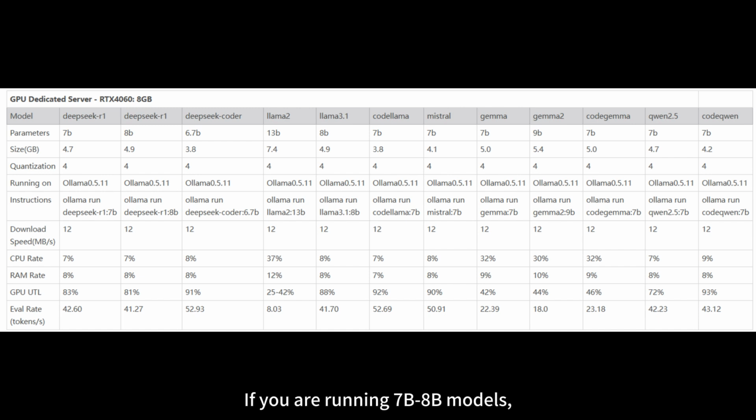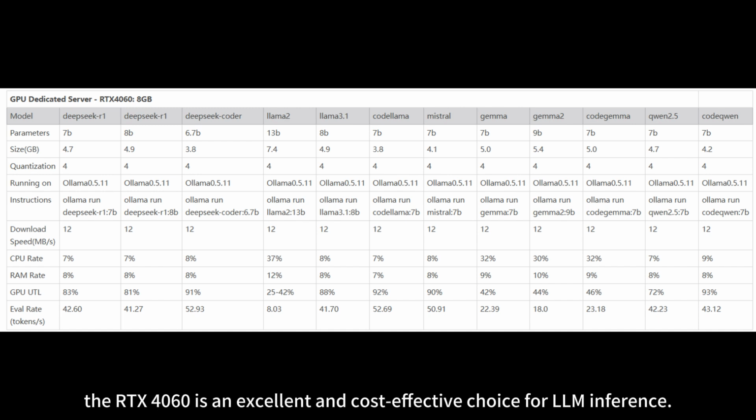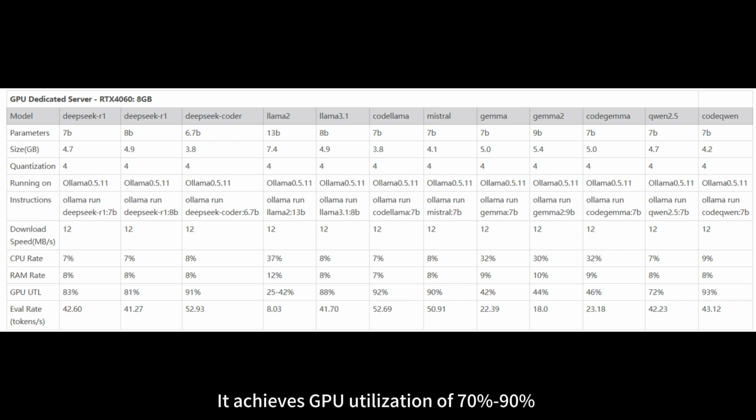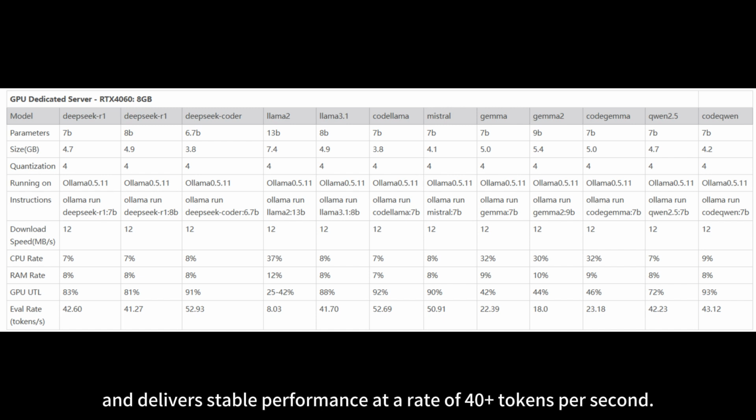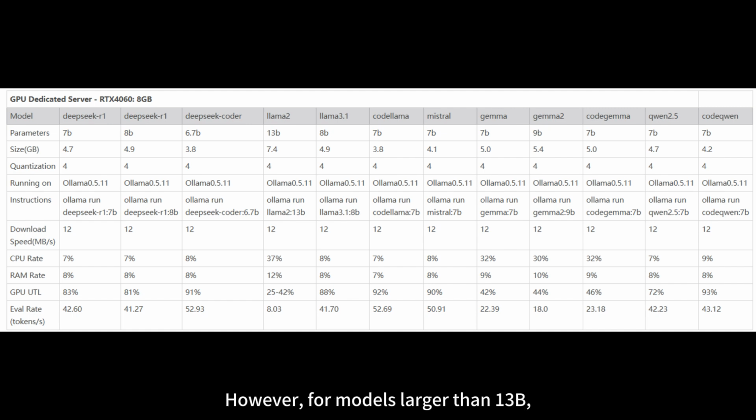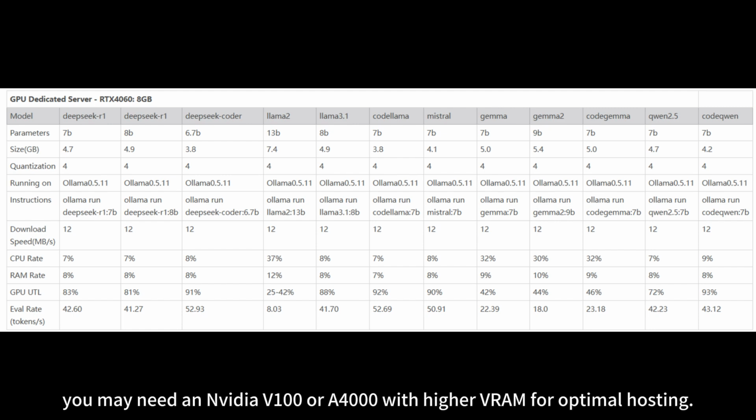If you are running 7 billion to 8 billion models, the RTX 4060 is an excellent and cost-effective choice for LLM inference. It achieves GPU utilization of 70% to 90% and delivers stable performance at a rate of 40 plus tokens per second. However, for models larger than 13 billion, you may need an Nvidia V100 or A4000 with higher VRAM for optimal hosting.